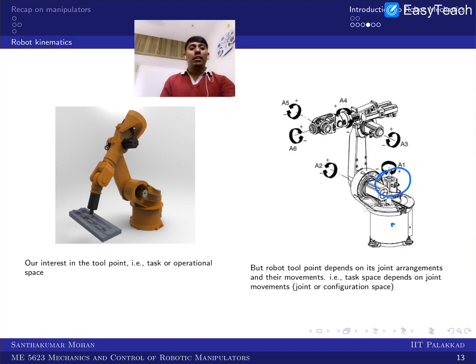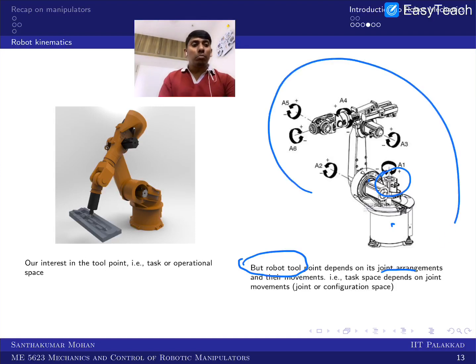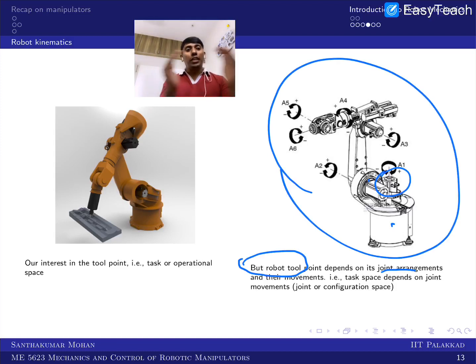Although you are bothered about the robot tool point, this tool point depends on the joint arrangement and their movements, right? Each joint movement decides how it moves. Now this joint arrangement or movement is associated with certain parameters, certain variables. These we can put in a small space. This is what we call configuration space. In this particular case, the configuration space would be these 6 joints and how they are arranged. Here the active joints are A1 to A6.